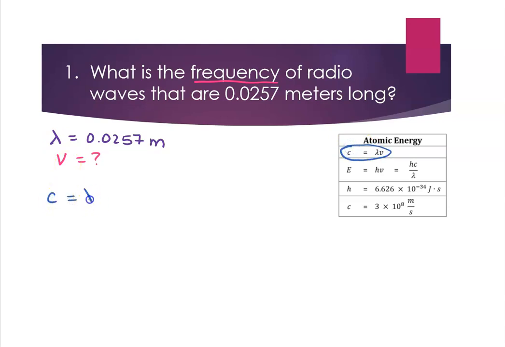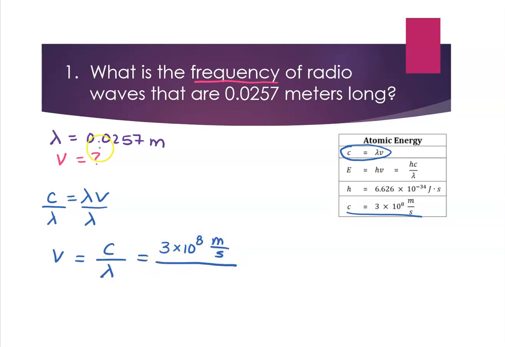c is equal to wavelength times frequency. So if I'm solving for v, I divide both sides by wavelength, and I get v is equal to c divided by lambda. All right, so here I just plug in. c is 3 times 10 to the 8th meters per second. And the wavelength is in meters, so that's good, 0.0257 meters. If our wavelength is not in meters, then we have to convert it into meters before we can plug into this equation.